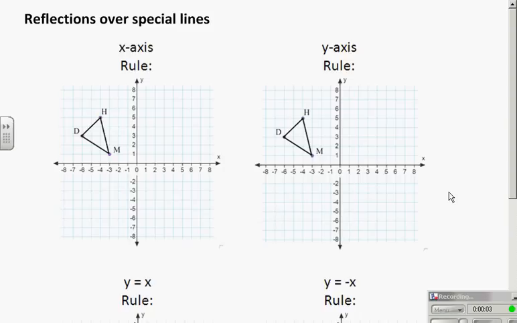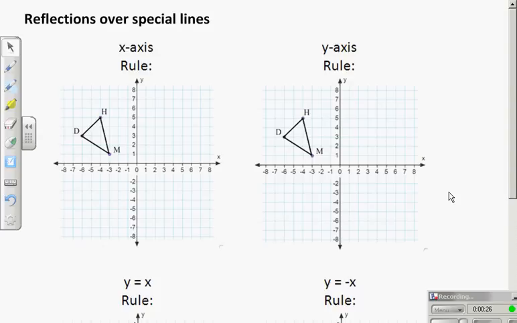Now, reflections can really be over any line, and if you have a random line like the example before, you can figure out the pattern. But there are some lines, common lines, where reflections happen that we can write rules for. So you don't have to figure it out, you can basically use a formula. A rule is a way to talk about a formula.